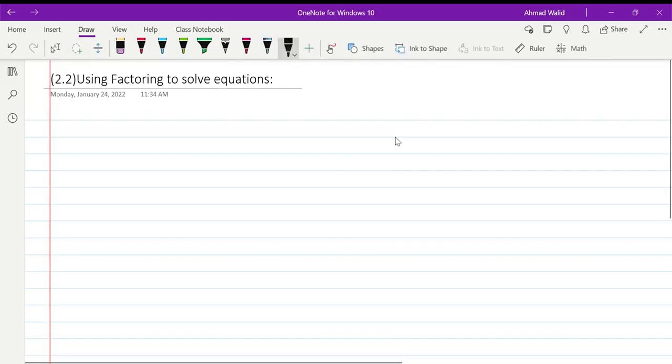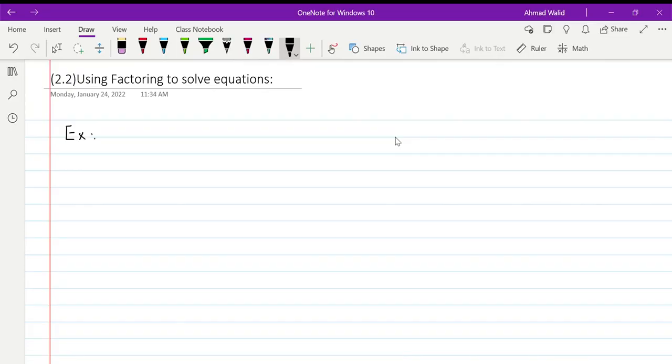Let me start with the example and I'll show you how you can use your factoring to solve a higher degree equation, correct? For example, we have 3x cubed minus 12x squared minus 15x equals 0. If you look at this problem, you see it's not a degree 2, it's a degree 3.